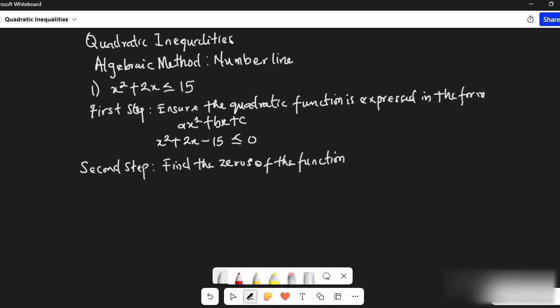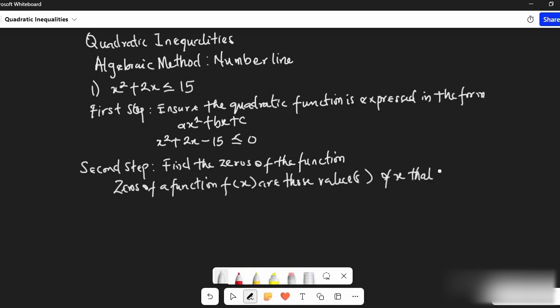Okay, now what are the zeros of a function? Zeros of a function f of x are the values of x that make f of x equal 0. Zeros of a function f of x are those values, or value if it's a linear function, of x that make f of x equal 0.